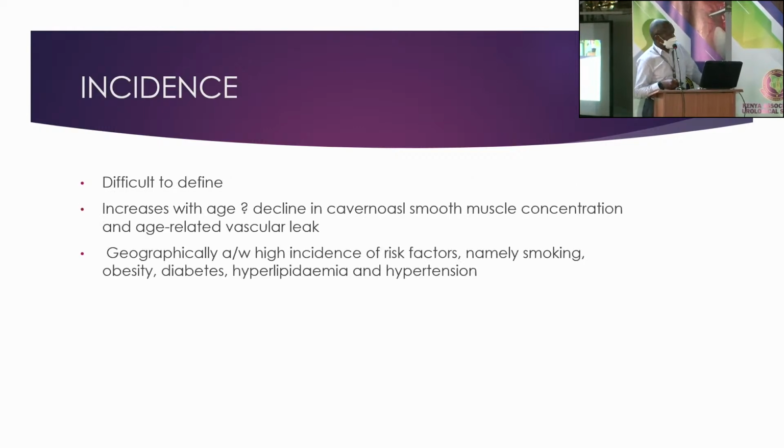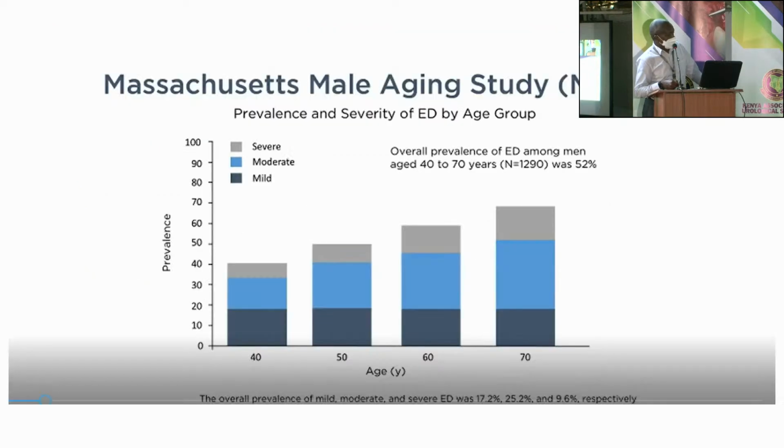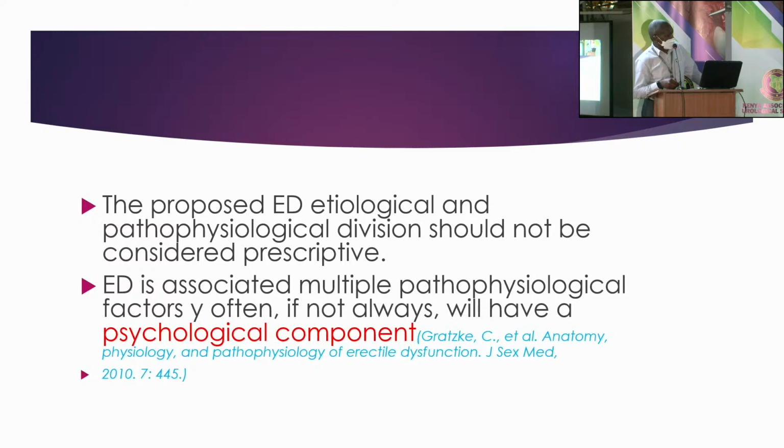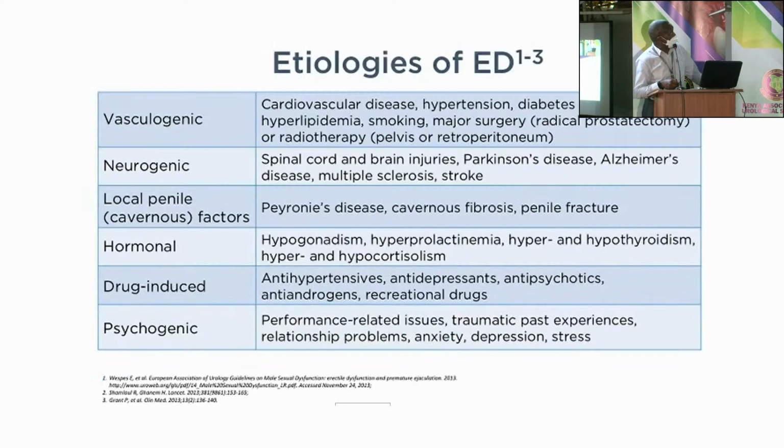If we look at one of the most quoted studies, the Massachusetts Male Aging Study, it was reported that overall the prevalence of ED among men aged 40 to 70 years was over 52%, increasing to about 70% in men aged about 70 years. The etiologies of ED could be many, being vasculogenic, neurogenic, all the way to drug-induced, and also psychogenic.